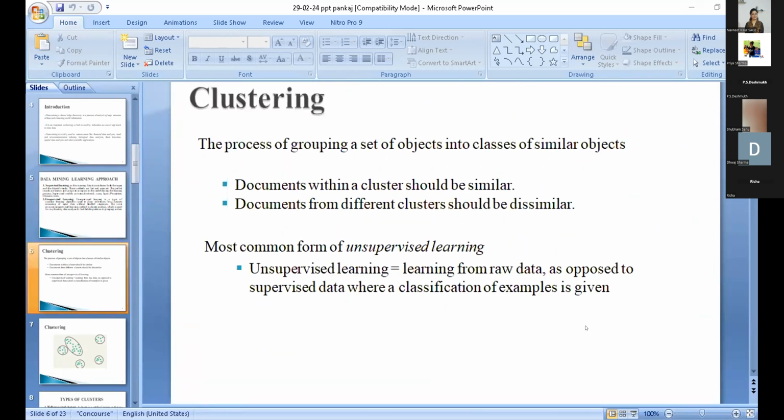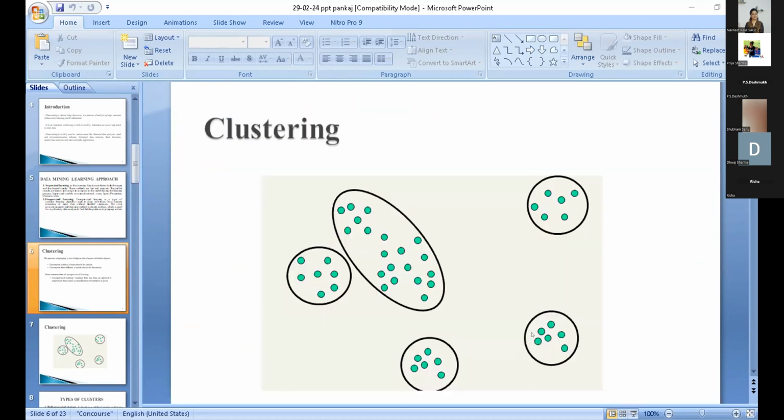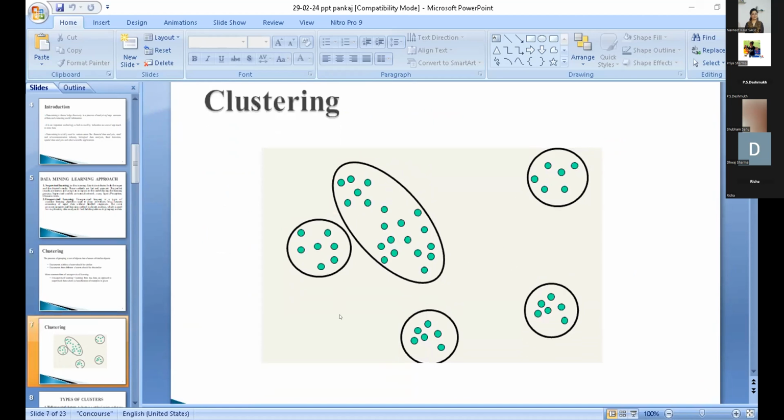Then we go for clustering. What is clustering? The process of grouping a set of objects into classes of similar objects. It's a grouping of a set of objects which have similar types. We can group them into similar objects. So documents within a cluster should be similar, but if the documents are different, then the clusters should be dissimilar. The most common form of unsupervised learning is learning from raw data, as opposed to supervised learning, where there is a classification of examples. Here, some examples are given for clustering. Every cluster shows similar types of data sets.